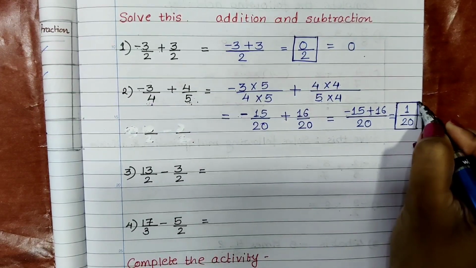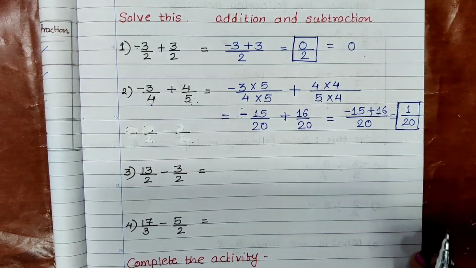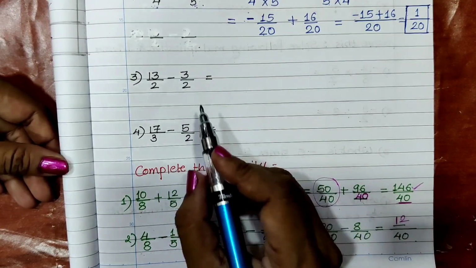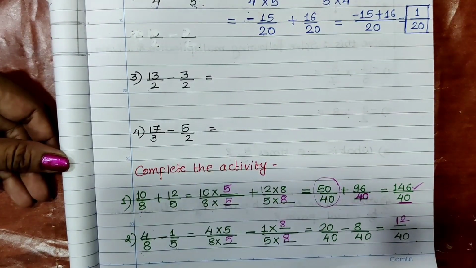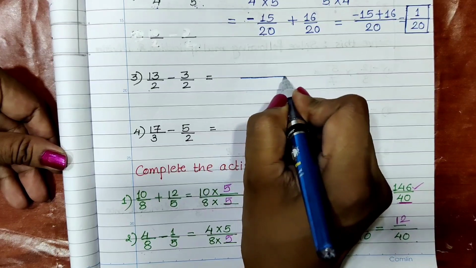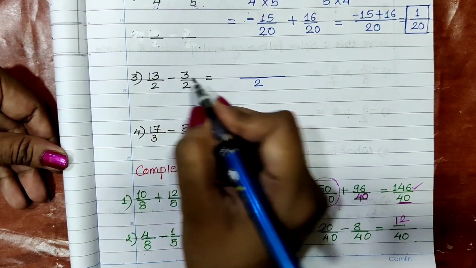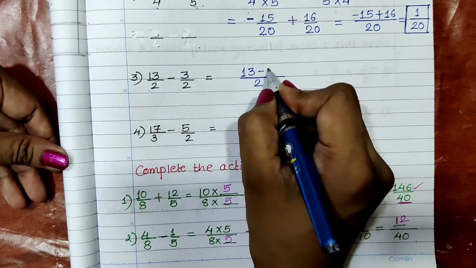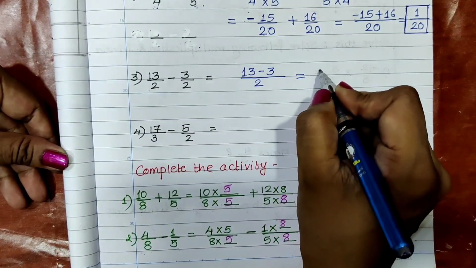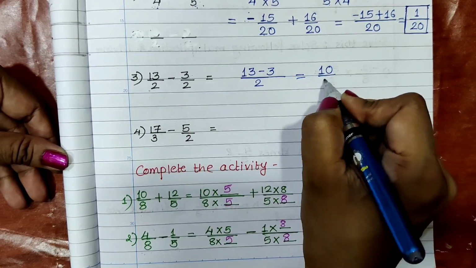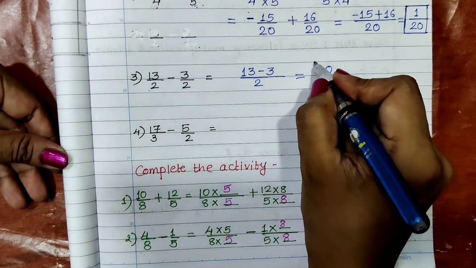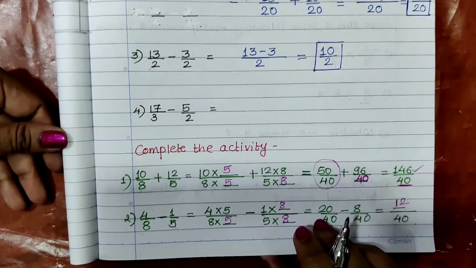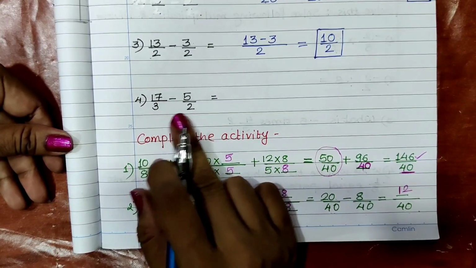In this way, we have to solve the sum by making the denominators equal. Now let us see the third one. 13 upon 2 minus 3 upon 2. Again the common denominator is there. So we write the denominator one time, and whatever is there in the numerator, we write it as it is. That is 13 minus 3, simple subtraction, 10 upon 2. In this way you can get the answer, and 10 upon 2, if you want, you can cancel and get the answer as 5.